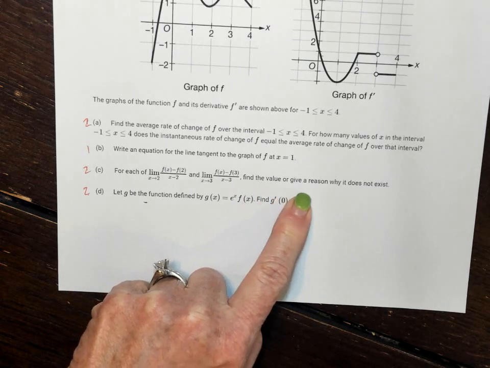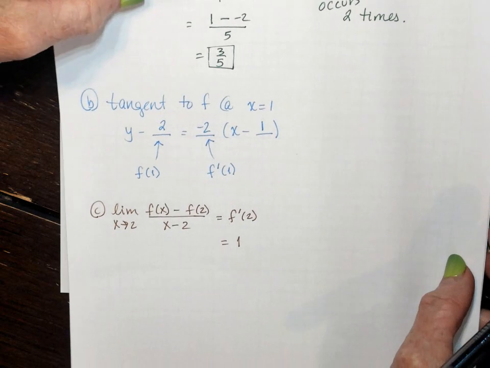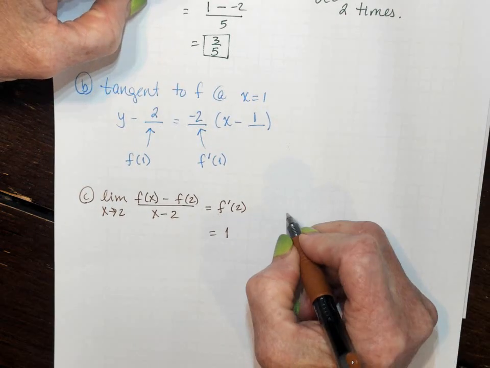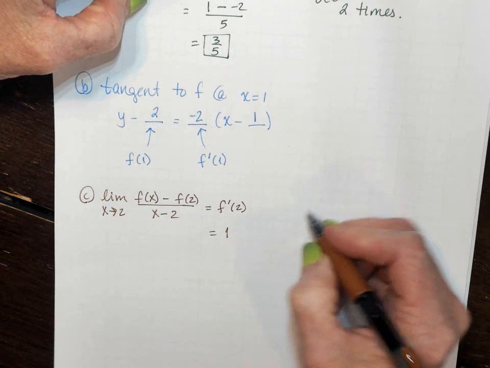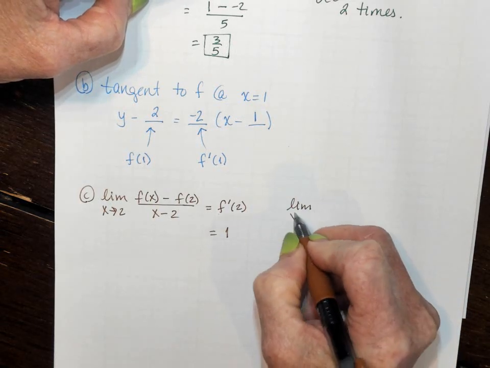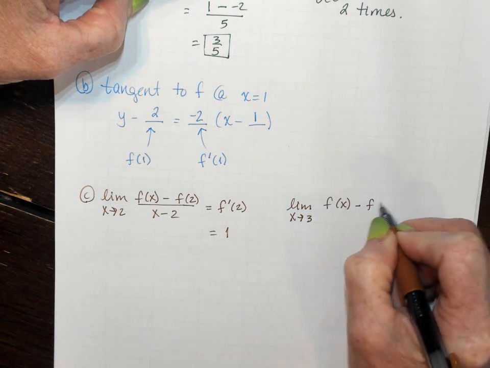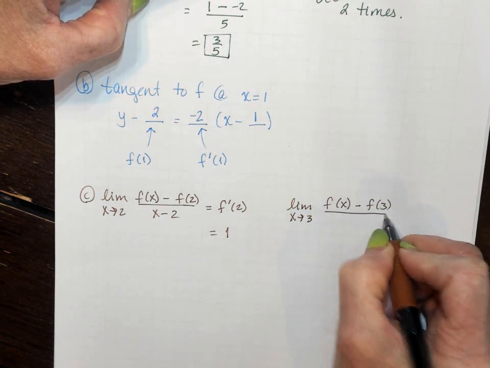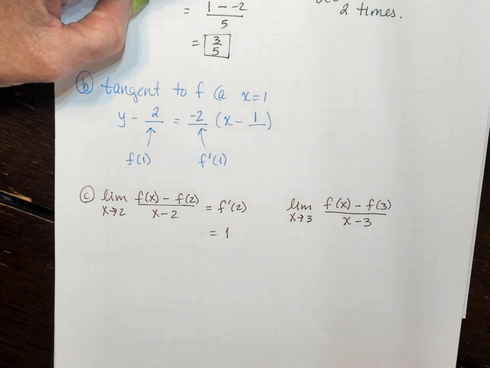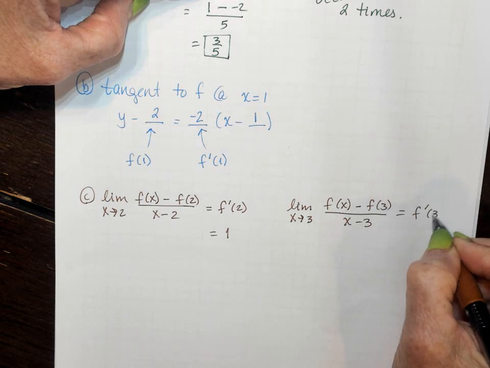Okay? Or now we have to find a reason that it does not exist. Well, guess what? This next one's not going to exist. Usually if they ask you something like this, you're going to get one that does exist and one that doesn't. They want to see if you can tell the difference. So if we look at this one, this would be the limit as x approaches 3, f of x minus f of 3 all over x minus 3. That is f prime at 3.